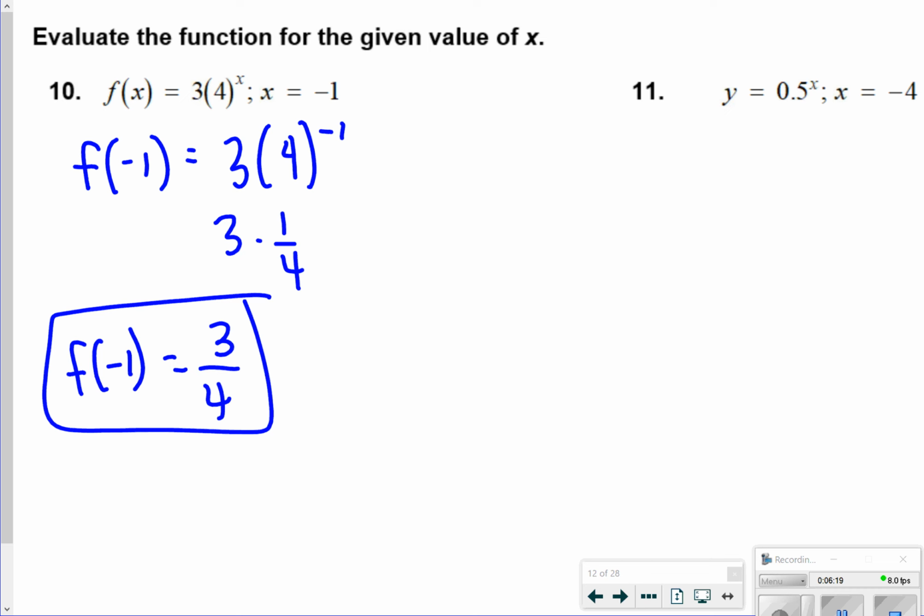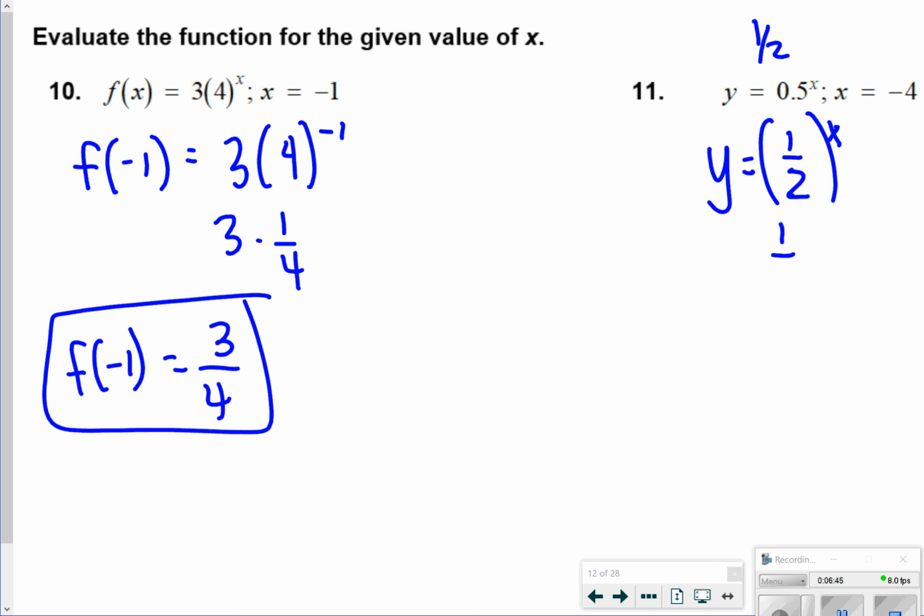Over here, we just have y is equal to 0.5 to the x power, where x is -4. What I did here to maybe help myself is you could, in fact, change 0.5 to 1/2. If you left it as 0.5, that's fine. You'll still get the same answer as me, but this is what I did. So instead, I wrote this as y is equal to 1/2 to the x power.